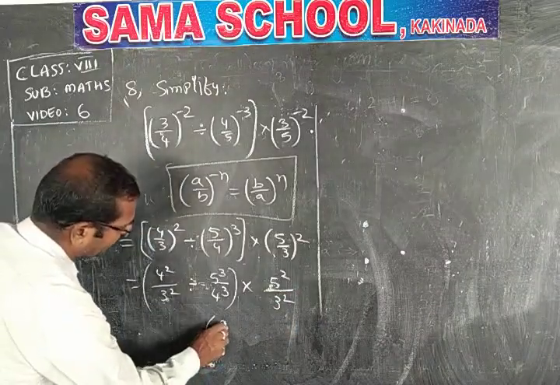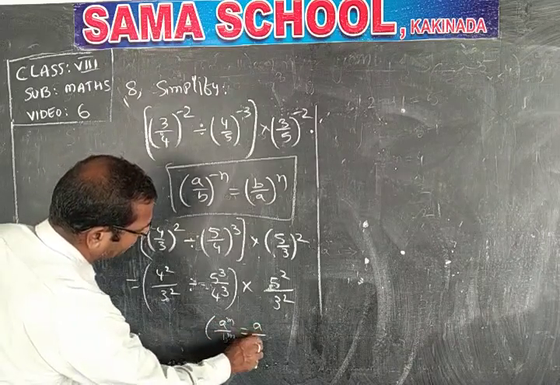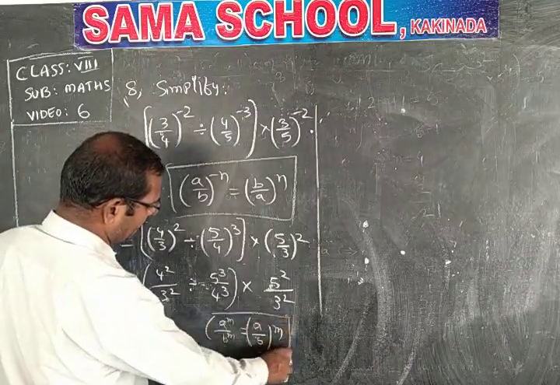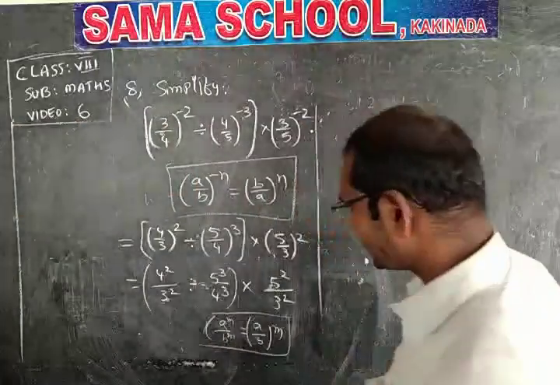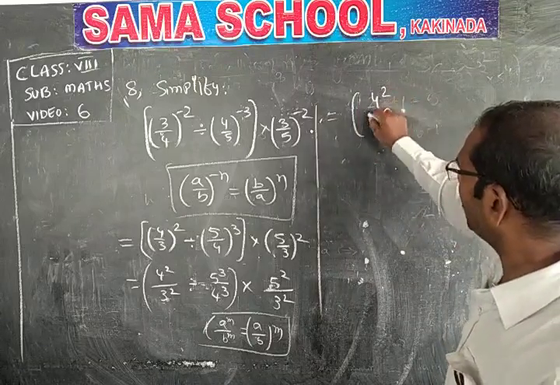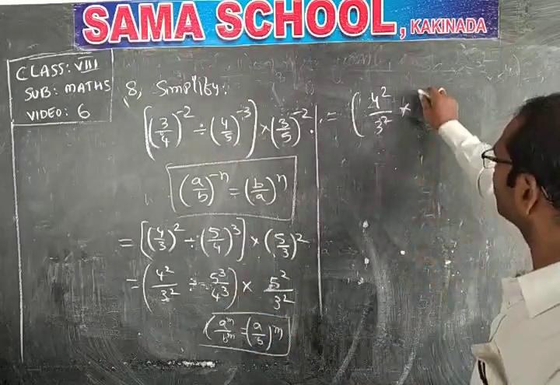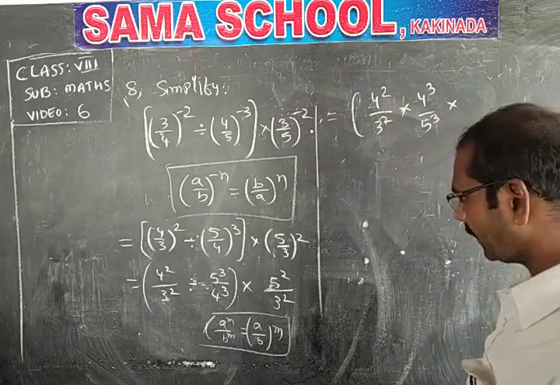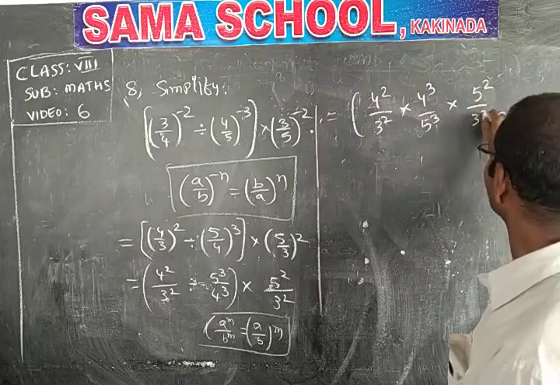That means a by b whole power m you can write as a power m by b power m. Here the formula is there. So in that sense, you can write 4 square by 3 square. When you write here into, the reciprocal must be written, that means 4 cube by 5 cube. You can open this bracket and keep into, because it is into, it is also into 5 square by 3 square.